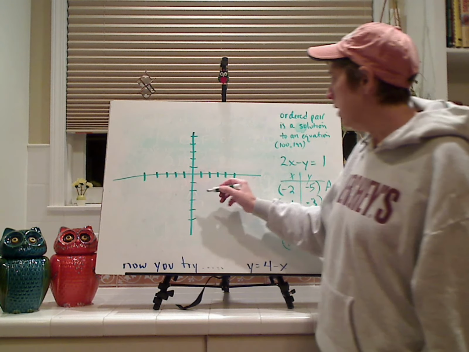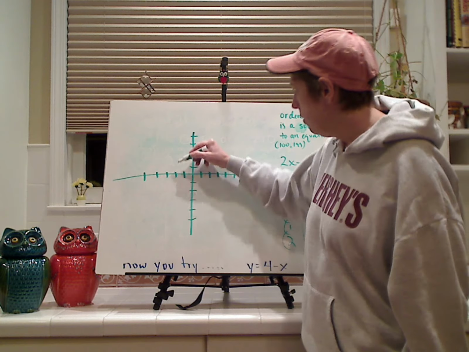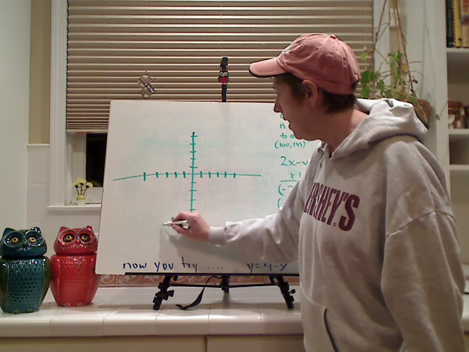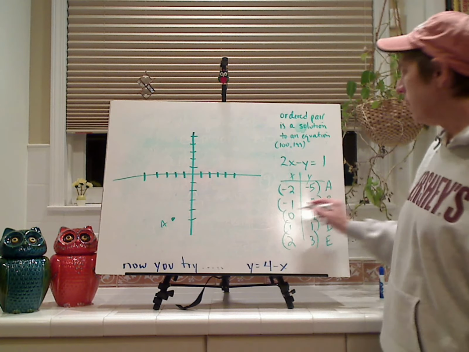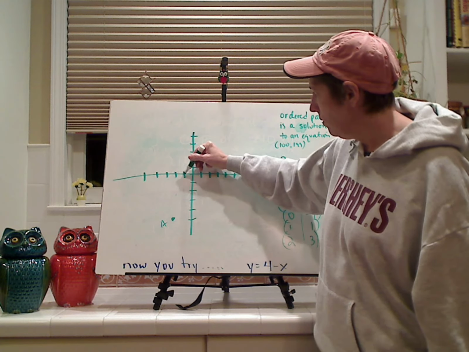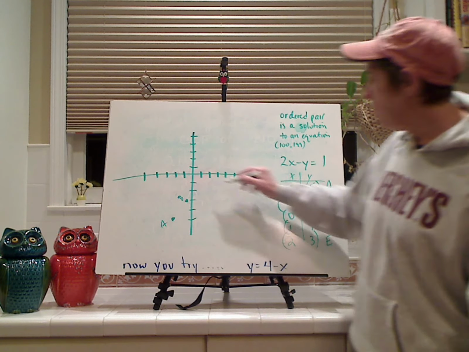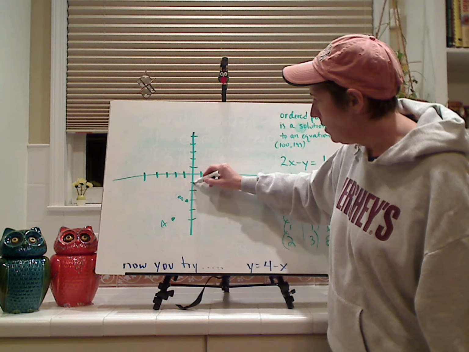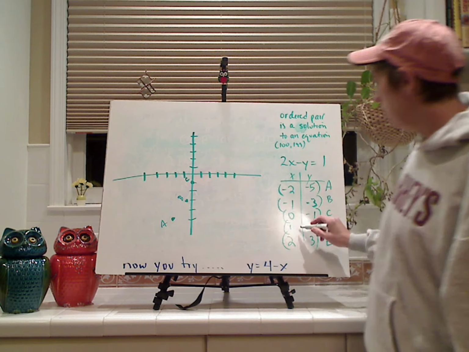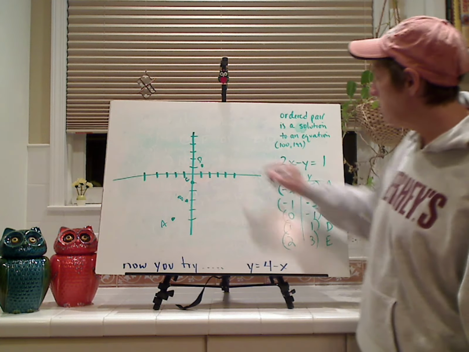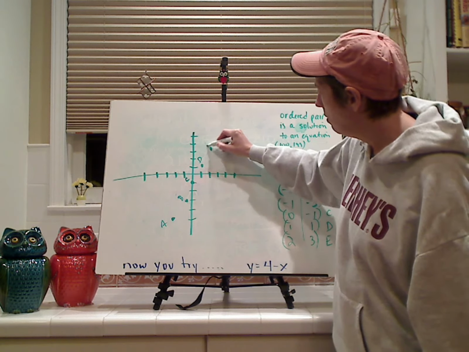So I come over here and I go, when x is -2, y is -5. 1, 2, 3, 4, 5. And it's A. When x is -1, y is -3. And that's B. When x is 0, y is -1. When x is 1, y is 1. And when x is 2, y is 3.